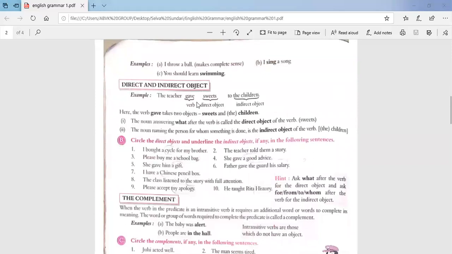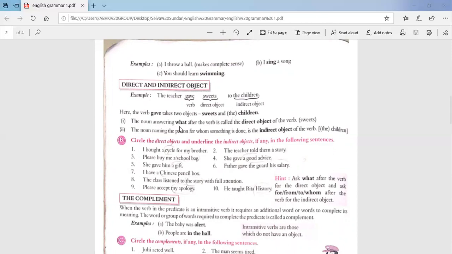Example: the teacher gave sweets to the children. The teacher is the subject, and gave is the verb. After the verb, what is the sweets? So this is the direct object. What did she give? The teacher gave sweets. Sweets is a direct object. To whom? To the children. That is the indirect object. So here, the verb gave takes two objects, sweets and the children.